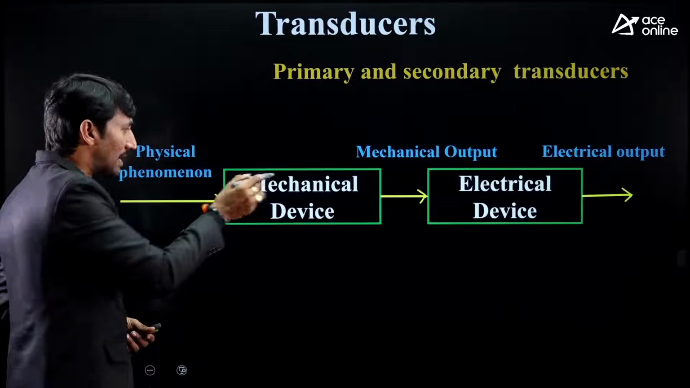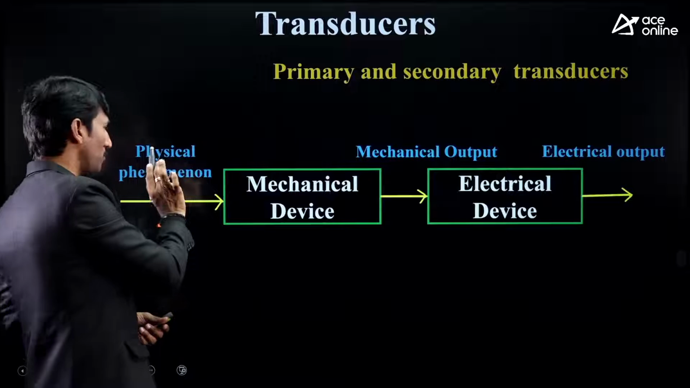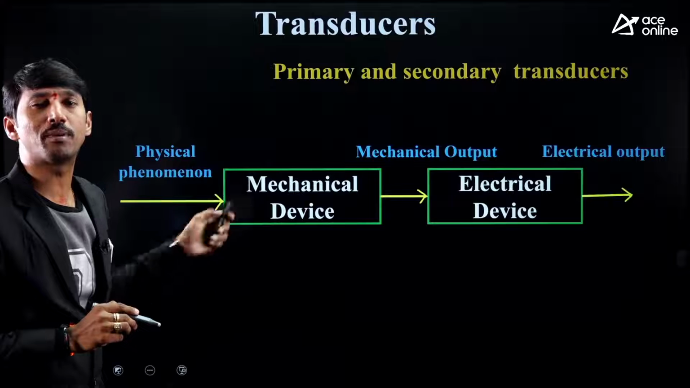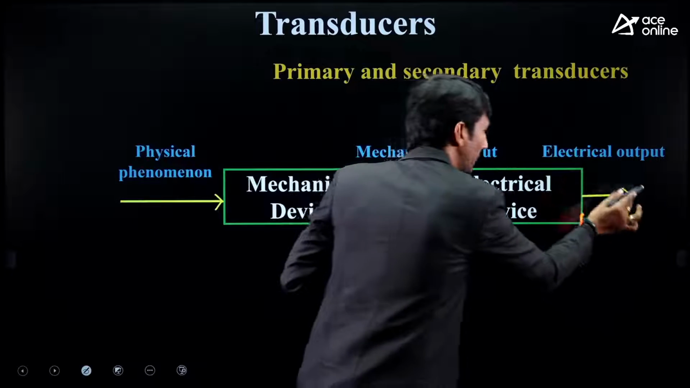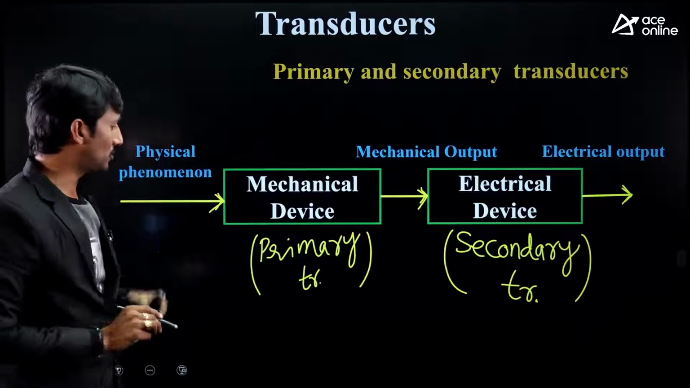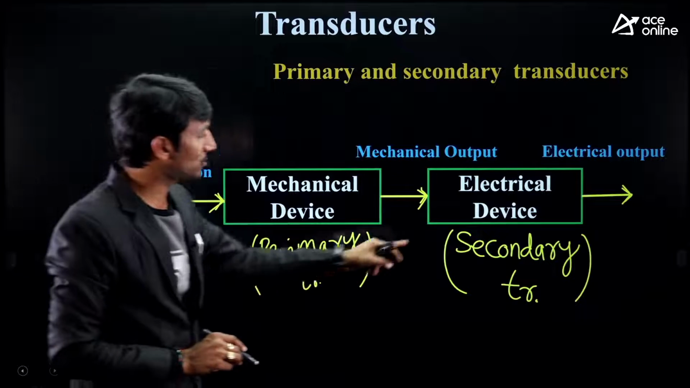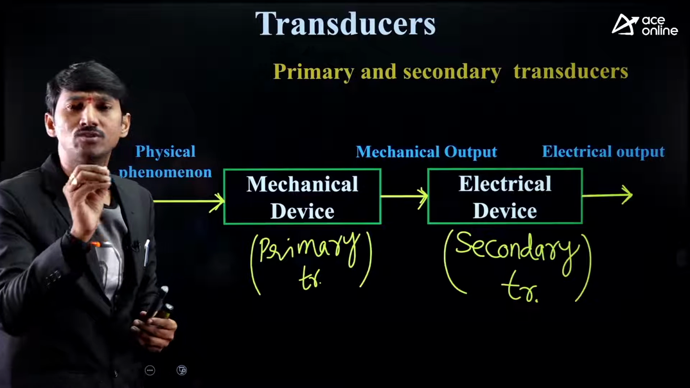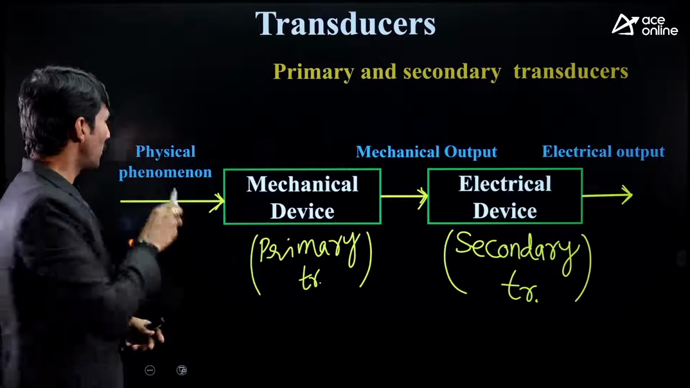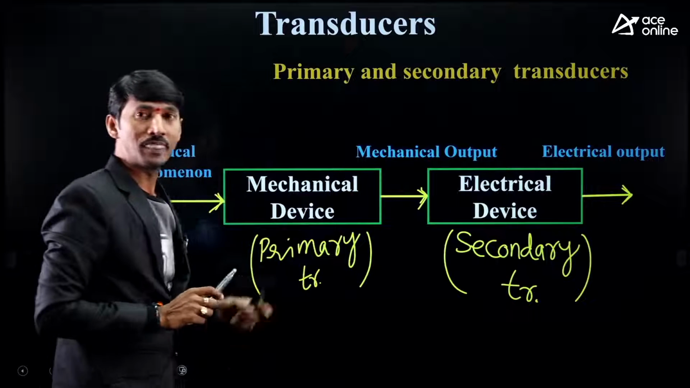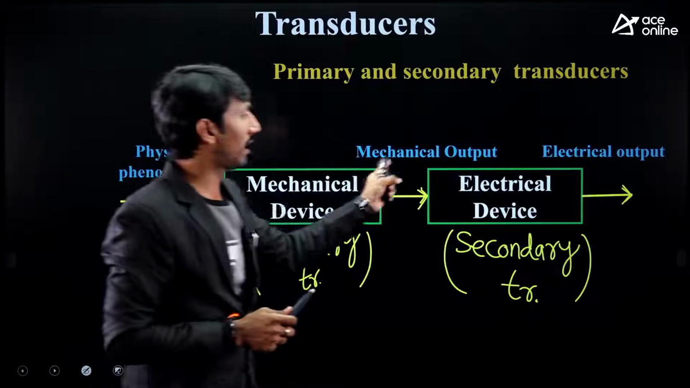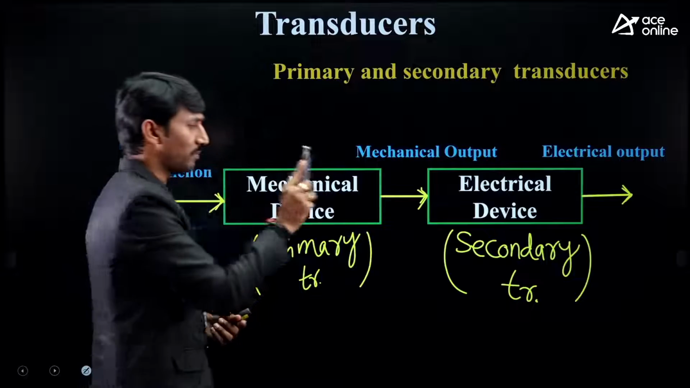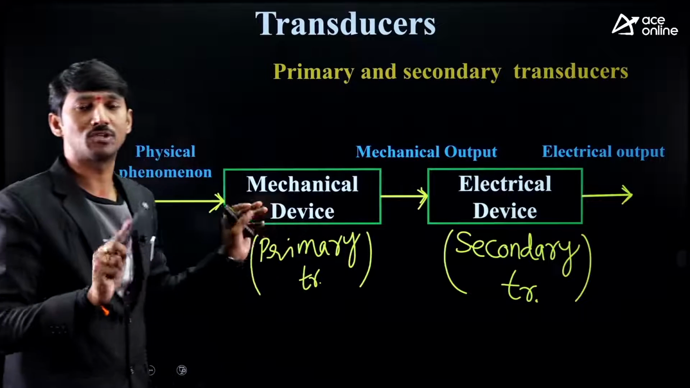After that, this mechanical part is the first stage conversion, physical quantity into mechanical. So therefore it is primary. And this is the second stage, therefore it is called secondary transducer. Check it here. It is called primary transducer. It is called secondary transducer. Now tell me, primary transducer converts what into what? Physical phenomenon into mechanical. Secondary transducer converts mechanical into electrical. In the same way, primary or mechanical both are same. Secondary or electrical both are same. That's the simple point.